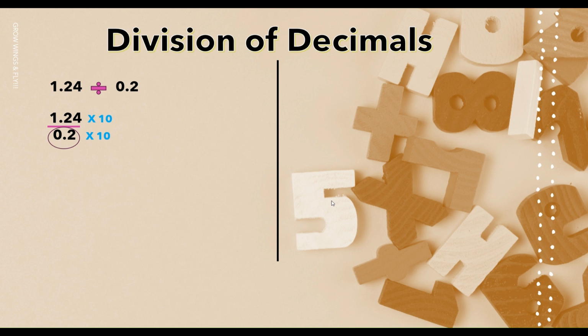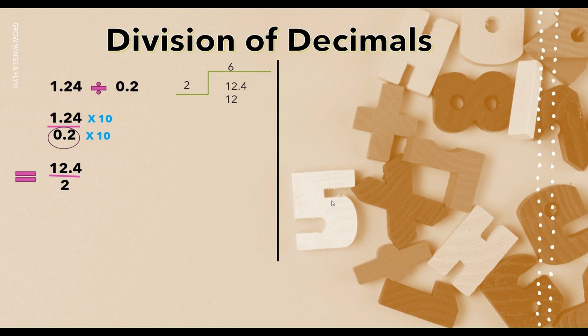Once we do that, our question will look like this. 12.4 divided by 2. The next step is to do long division. In some cases, simple division may be suitable as well. We know that 2 times 6 is 12. 12 take away 12 is 0.